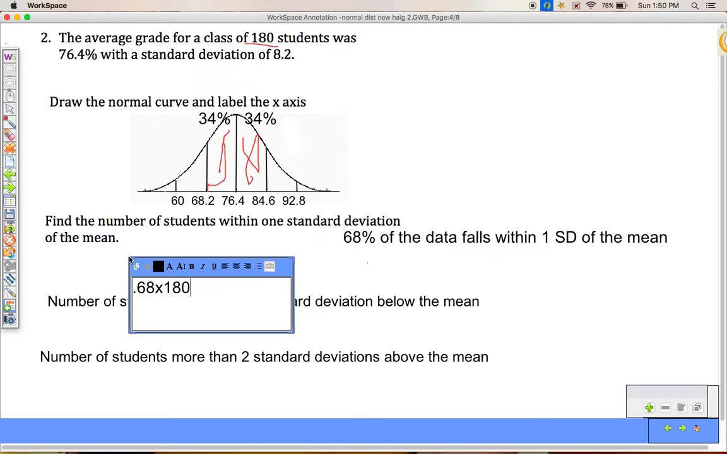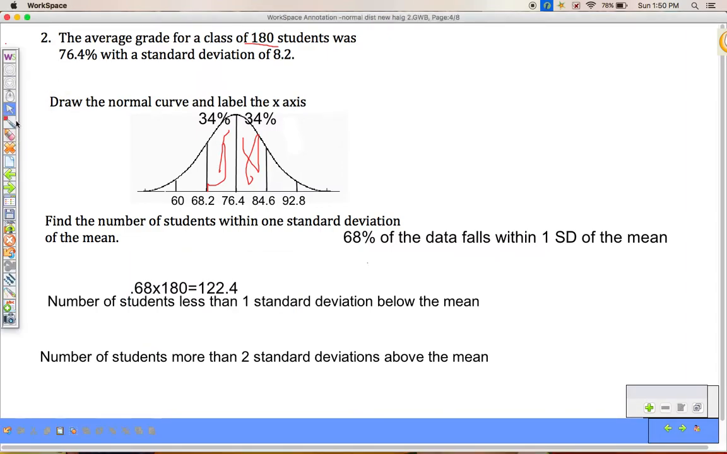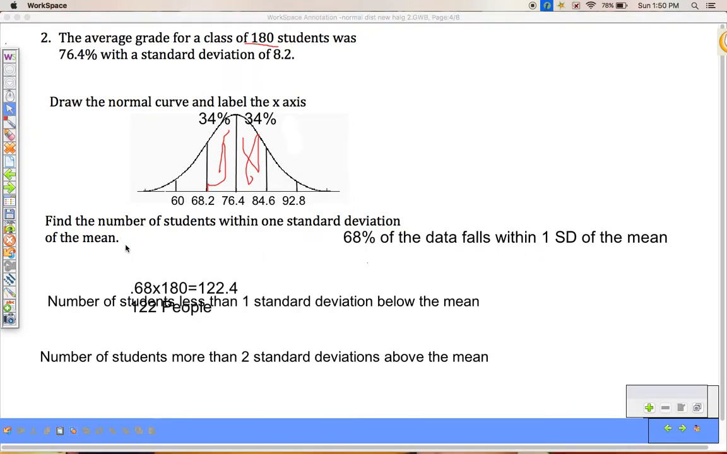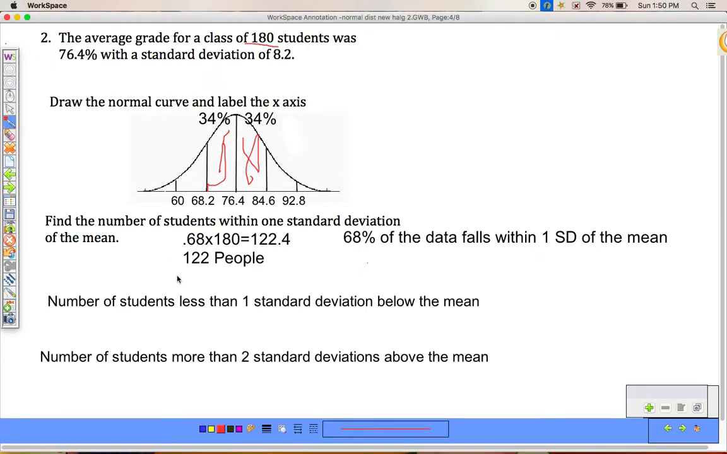All right, I typed that into the calculator, and that's going to equal 122.4, but we don't talk about 0.4 people, so we're going to say 122 people scored within 1 standard deviation of the mean. And that's what we'd say our answer was. 122 people. So I picked 68% because between these two values, I multiplied 0.68, which is 68%, times my number of students, and it told me how many.